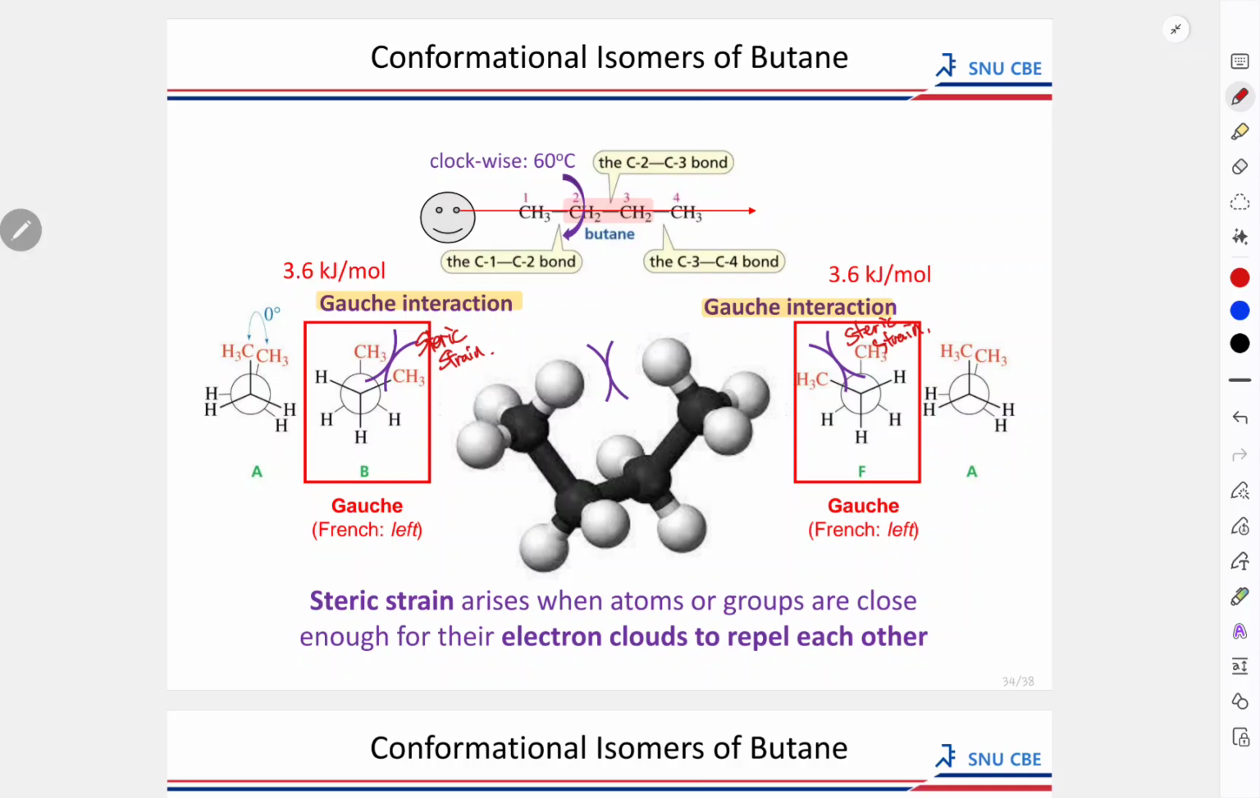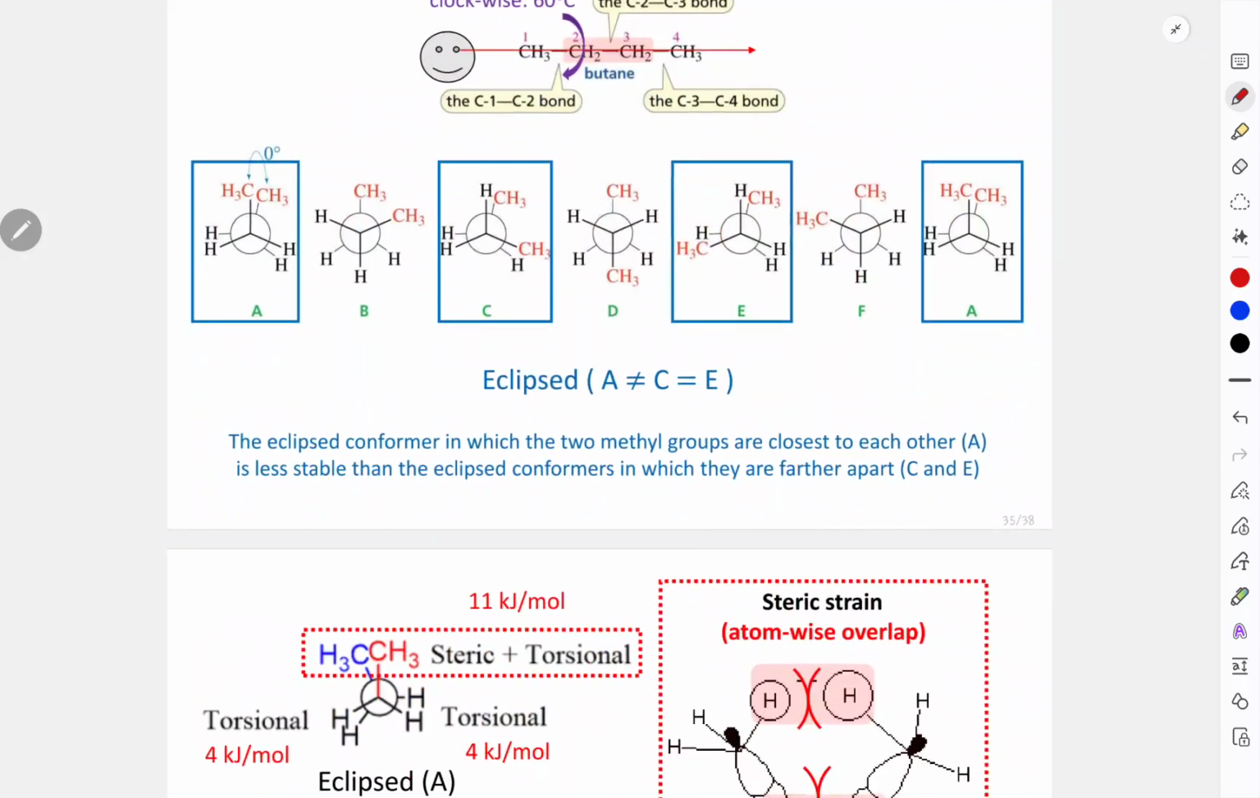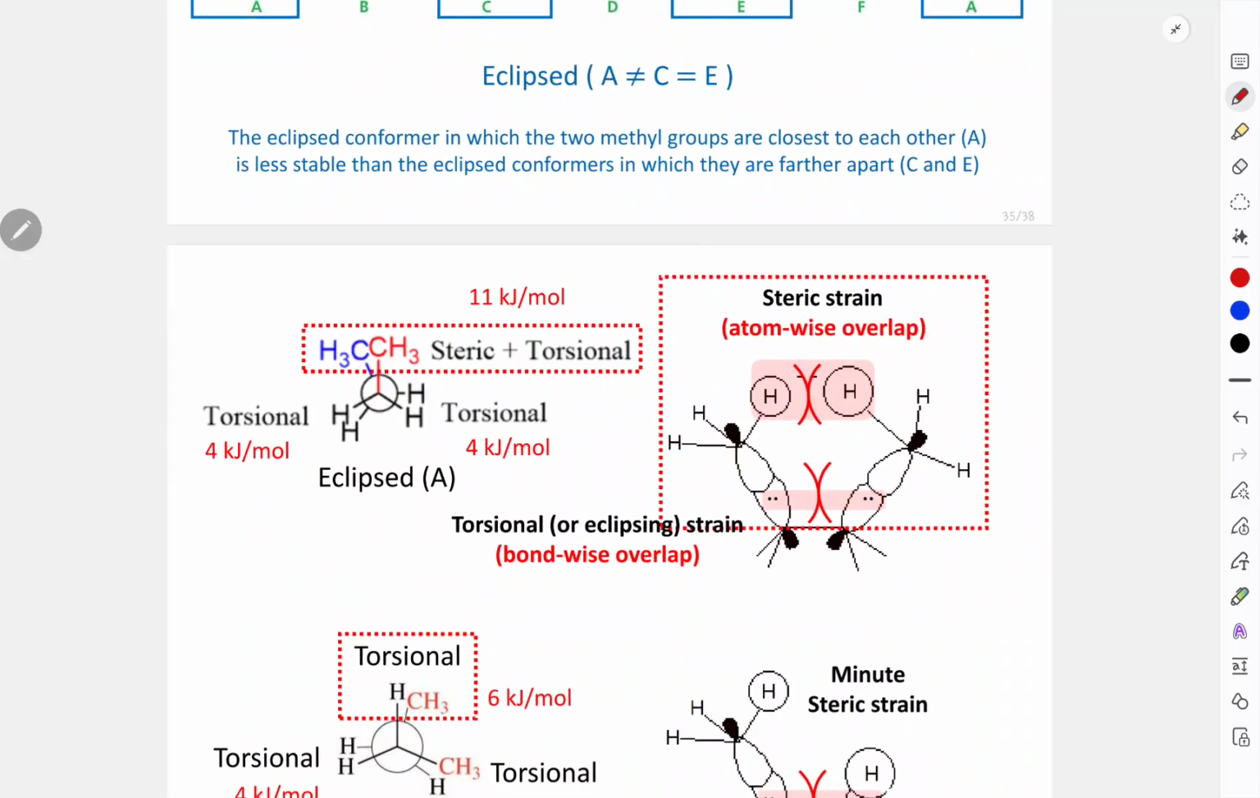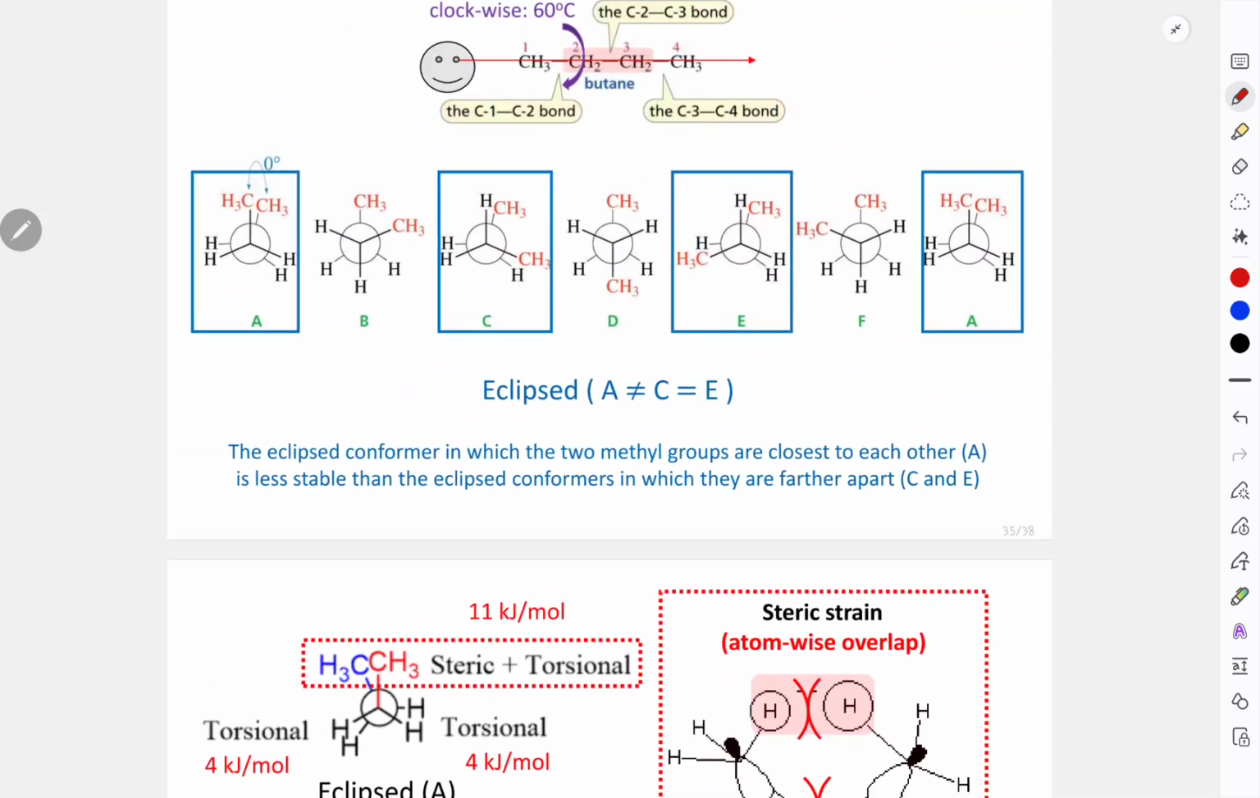What about the eclipse conformer? You can identify A and C and E here, and perhaps you notice that A and C don't look the same, even though they are both eclipsed, whereas C and E are symmetrical, basically the same.